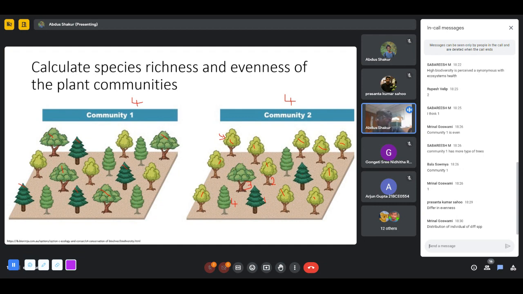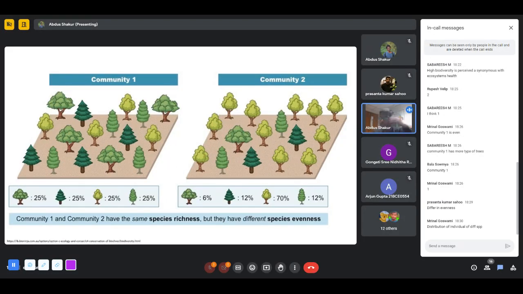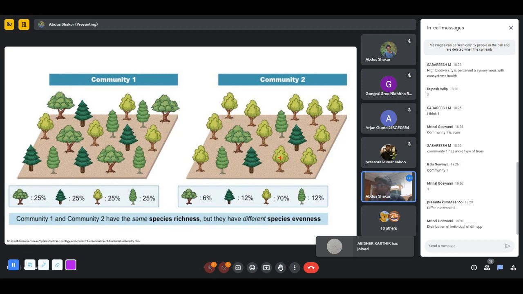So these communities are not the same. So they are different. What are they different in? They're different in their evenness. If you calculate the proportion of the species, it is 25, 25, 25, 25 here, while here this species has the greatest proportion because it's dominant and present in huge numbers in that area. So we call this community not as even as this. Compared to community one, community two is not even. Or compared to community two, community one is more or less even.